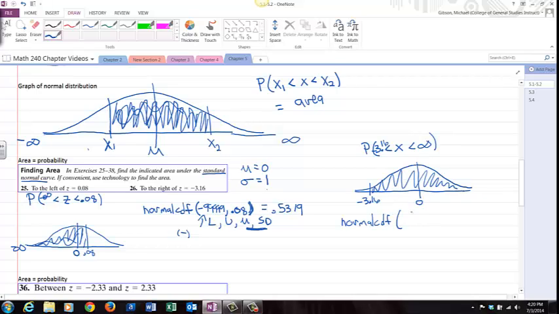This time we know the lower limit is minus 3.16. There's no upper limit, right? So I'm going to use positive 99,999. And again, we're still in this standard normal situation, so I can just close the parenthesis and hit enter. So normal CDF, negative 3.16, 99,999, close parenthesis, enter. I get 0.9992.